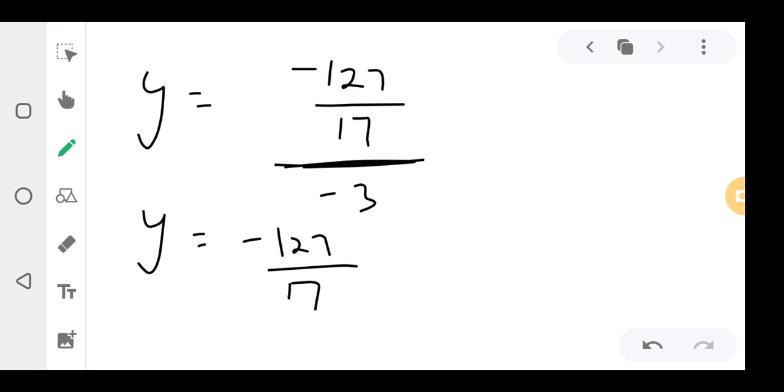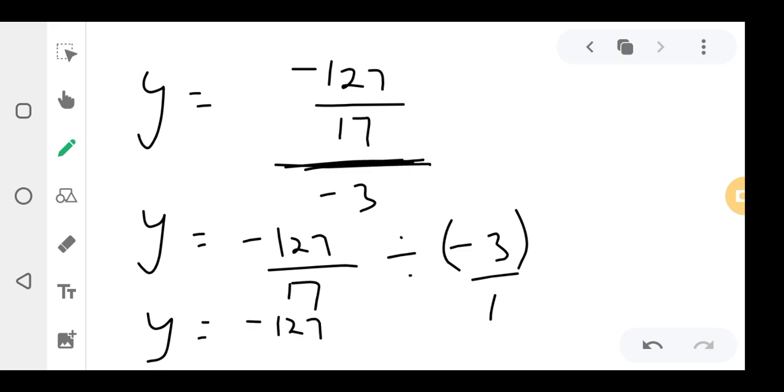This one here means divided by. So divided by negative 3 over 1. You just say divided by negative 3, and any number on its own is over 1. So that would be y is equal to negative 27 over 17. When this division becomes times, 1 goes on top, 3 goes down. Actually it's negative 3 down here, not 3. There's a negative there.